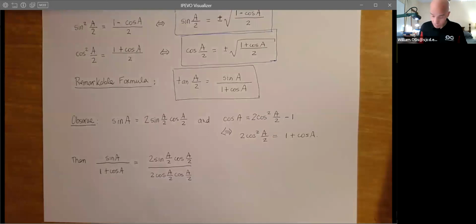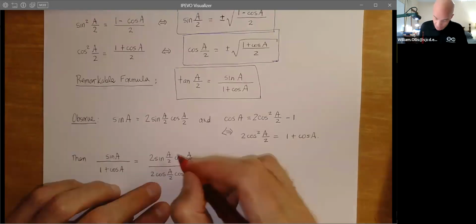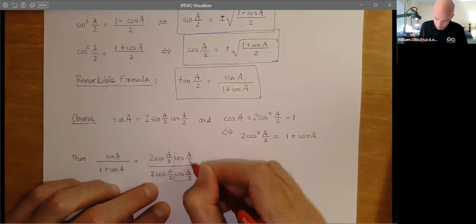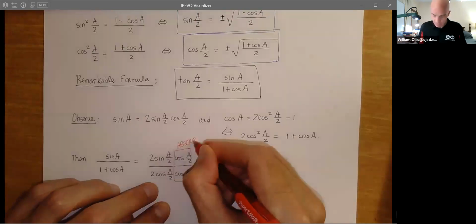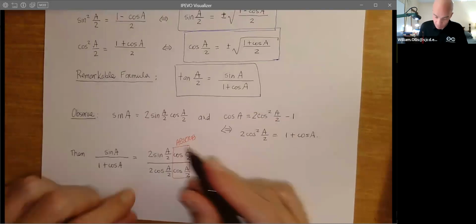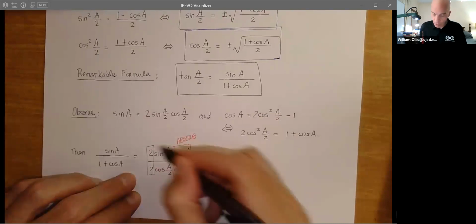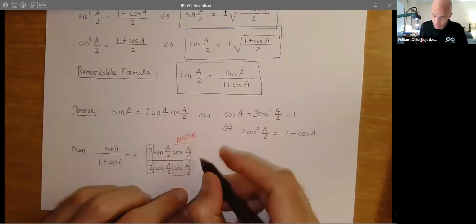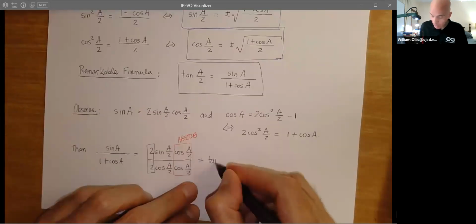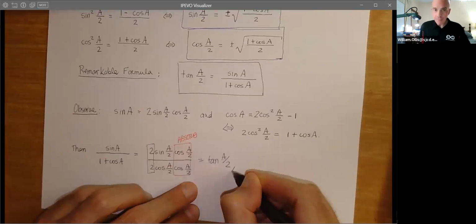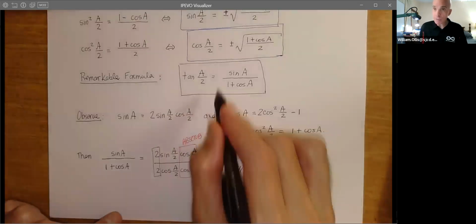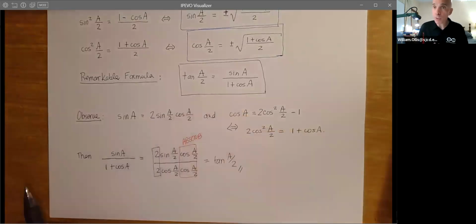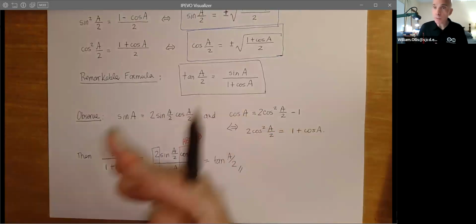And now these absorb, and the 2's absorb. And we're left with sine over cosine, which is tangent of A over 2. You should know this. You need to know this, but you should know what I've done here. This is a remarkable proof and a remarkable formula.